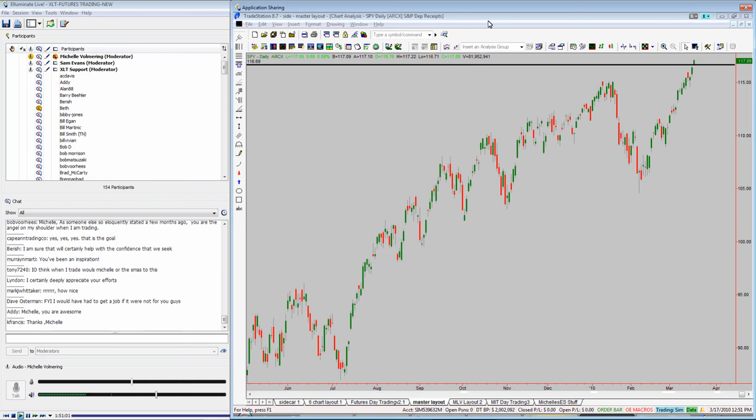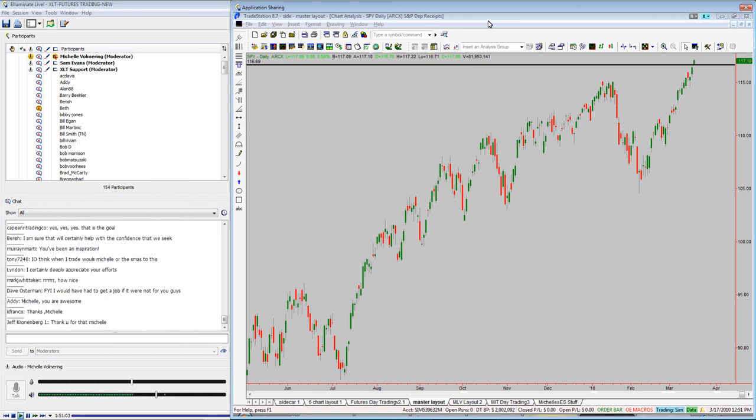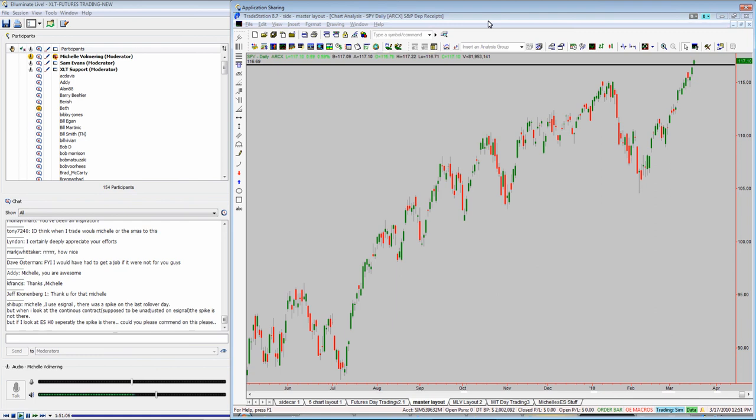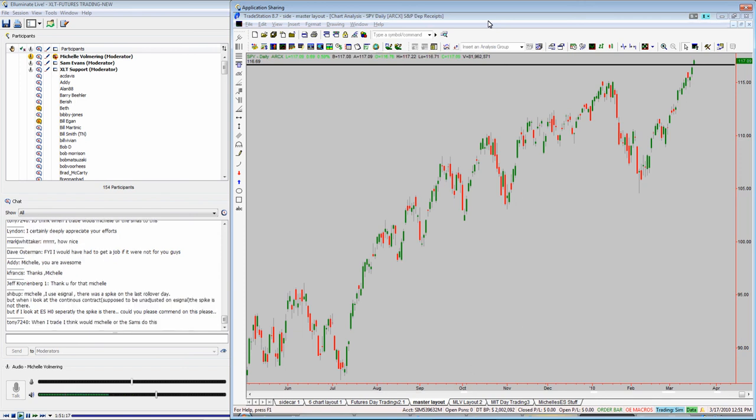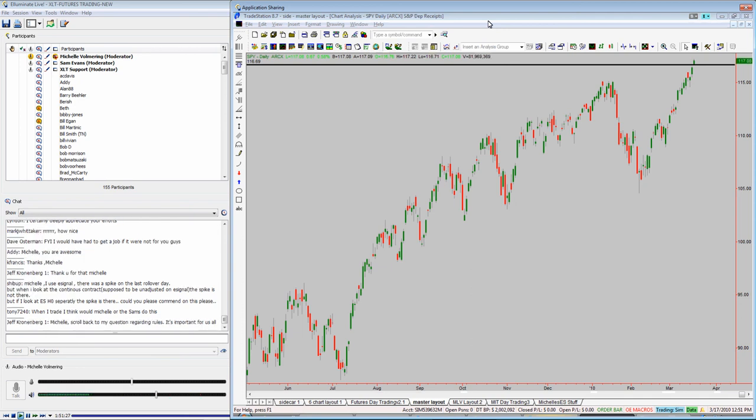Any further questions about the 107XN, the targets, anything else that you all want me to talk about? Shib says, Michelle, I use eSignal. There was a spike on the last rollover day, but when I look at the continuous contract, supposed to be unadjusted on eSignal, the spike is not there. But if I look at ESHO separately, the spike is there. Could you please comment on that? You know what, Shib, if you'll send me an email on that, I'll be able to answer that. Most people in this room aren't using eSignal, but I can answer that to you privately.